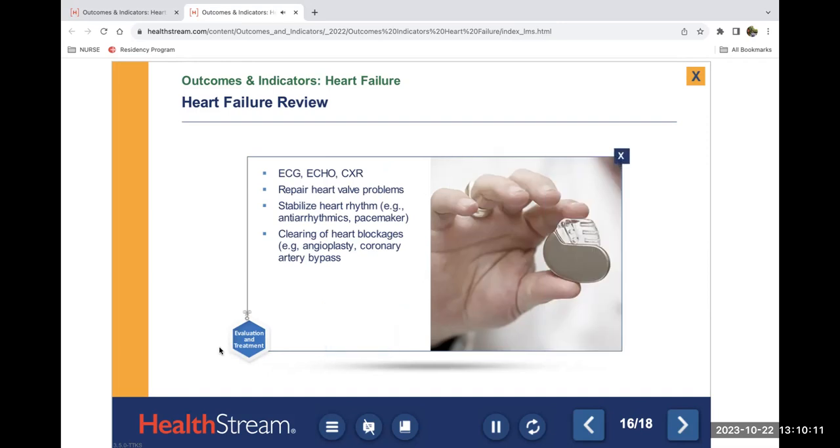Evaluation of underlying causes of heart failure includes electrocardiogram, echocardiogram, and chest x-rays. Treatment of underlying causes may include repairing faulty heart valves, stabilizing the heart rhythm, and clearing arterial blockages.